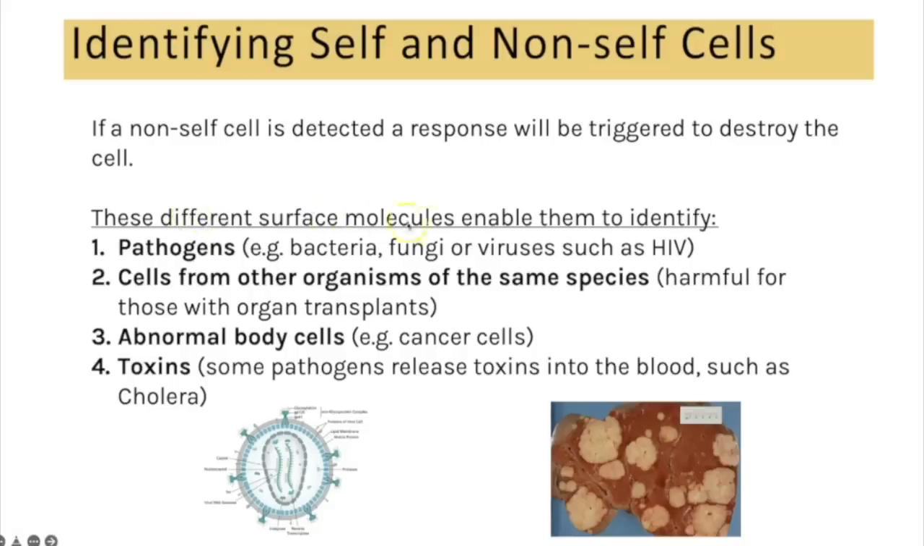These different surface molecules enable them to identify pathogens, which we've mentioned, so bacteria, fungi, viruses, but it could also be cells from other organisms of the same species. That can be harmful for individuals who have had organ transplants. It could also be abnormal body cells, for example, cancer cells. And finally, toxins, because some pathogens release toxins into the blood, such as the bacteria cholera.